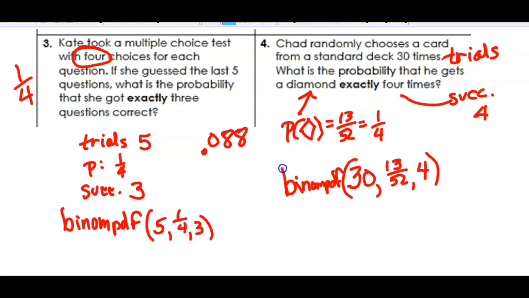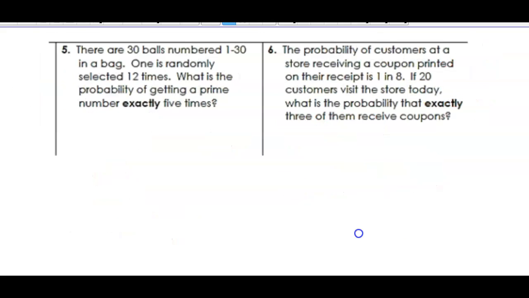All right, I'm just going to do it on my calculator here. So 30, 13 out of 52, or 1/4, and 4. I got 0.0604. Well, I did 4 places that time, but okay.